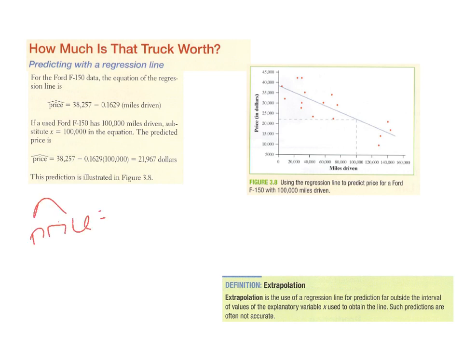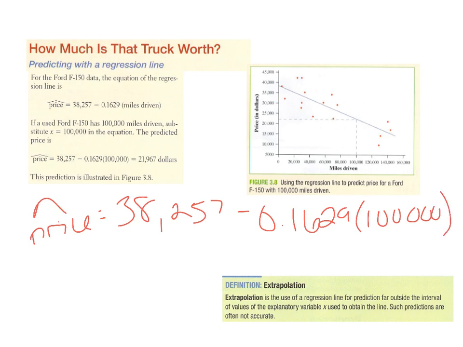All right, we have our price equals 38,257 minus, that's my y-intercept, right? That is when it has been driven 0 miles. Okay, and then times, and it's gone 100,000 miles. So I can predict my price from there, which would be $21,967. I could predict that off of the graph as well. Using my regression line, I could follow that over to where that hits on the y-axis. What I cannot do is extrapolate.